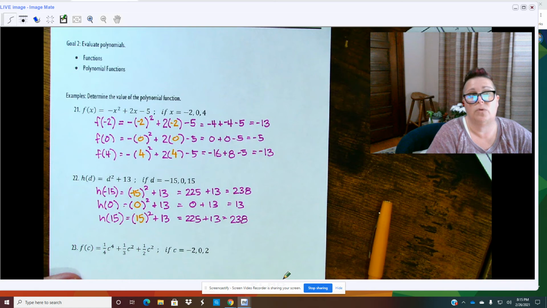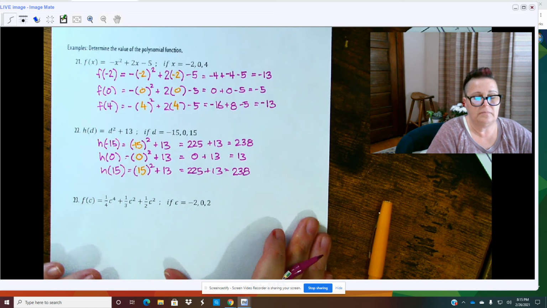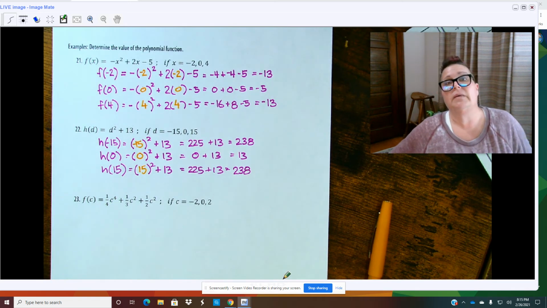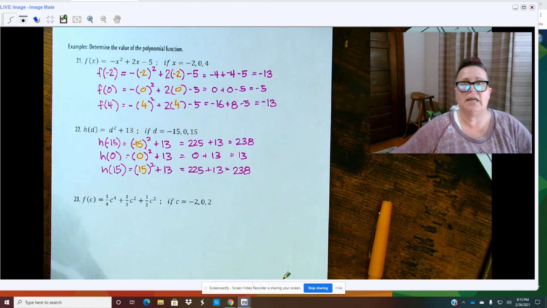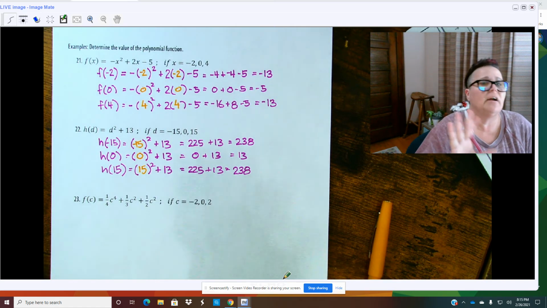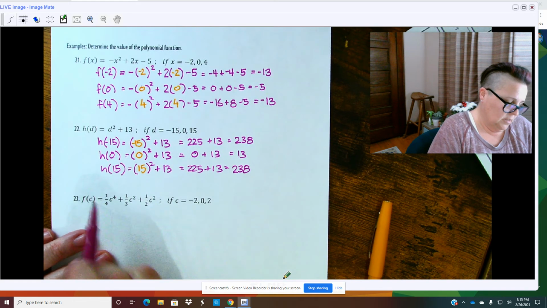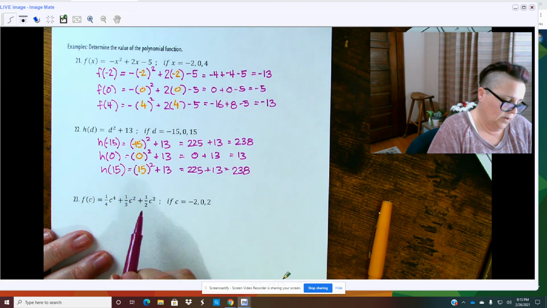And I found each one of those values. I have evaluated. All right. Now I've got one with fractions because, well, basically because fractions shouldn't be quite as scary as they are sometimes. I get that they are. It's okay. All right. So I've got f of c is 1/4 c to the 4th, 1/3 c cubed, and 1/2 c squared.